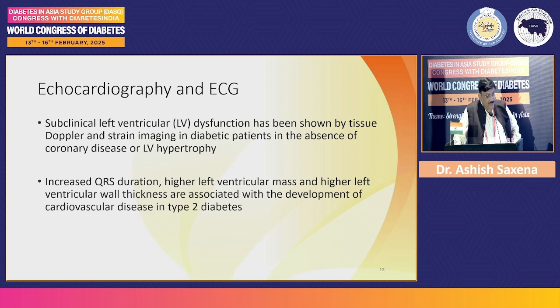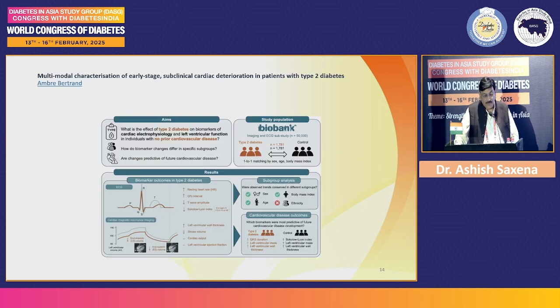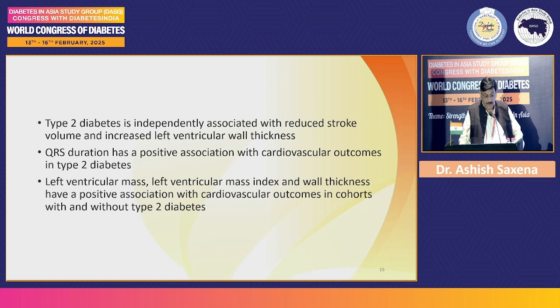There is a QRS duration which is increased in an ECG. Higher left ventricular mass and higher left ventricular thickness is associated with the development of cardiovascular disease in type 2 diabetes. This was a study done by Amre, where they have seen the changes which have happened in the ECG. What is the effect of diabetes on the biomarkers on the ECG? There are specific changes which happen when we look over here onto the cardiac myocyte, and the ECG changes and the T changes, and these are the things which can be picked up early when the patient comes.